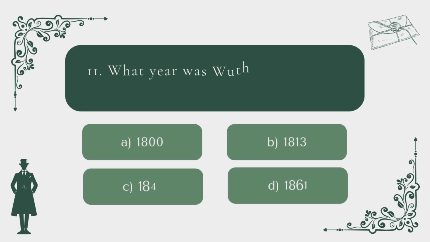What year was Wuthering Heights published? A. 1800. B. 1813. C. 1847. D. 1861.